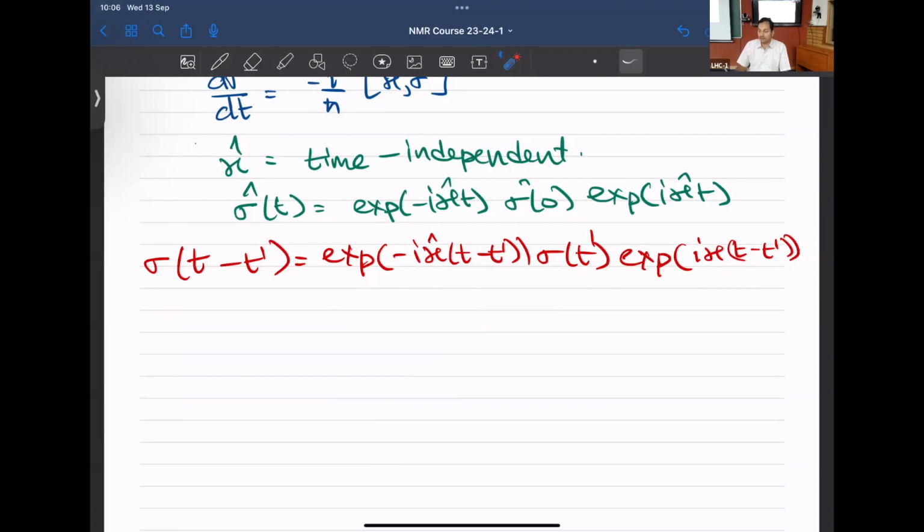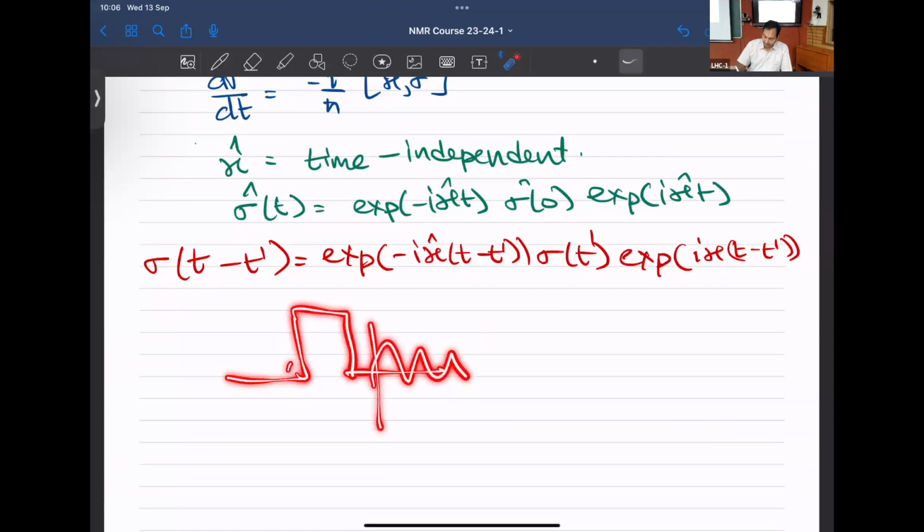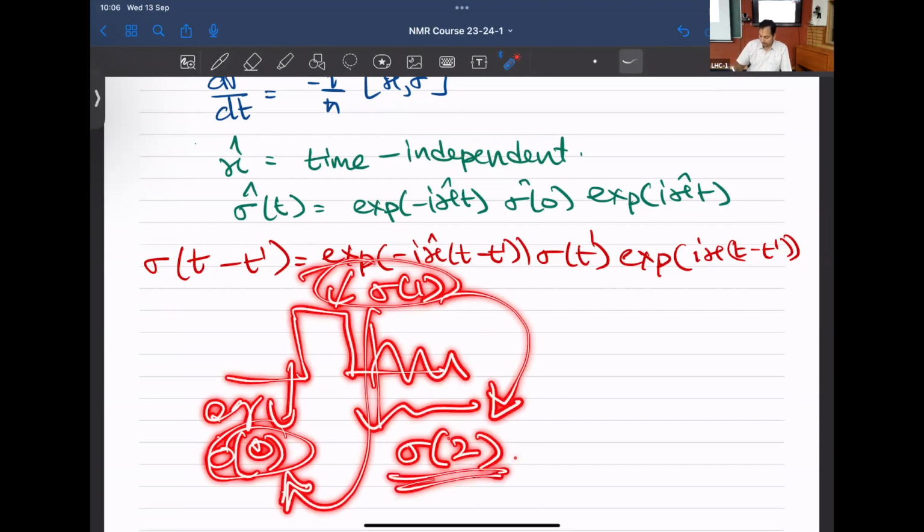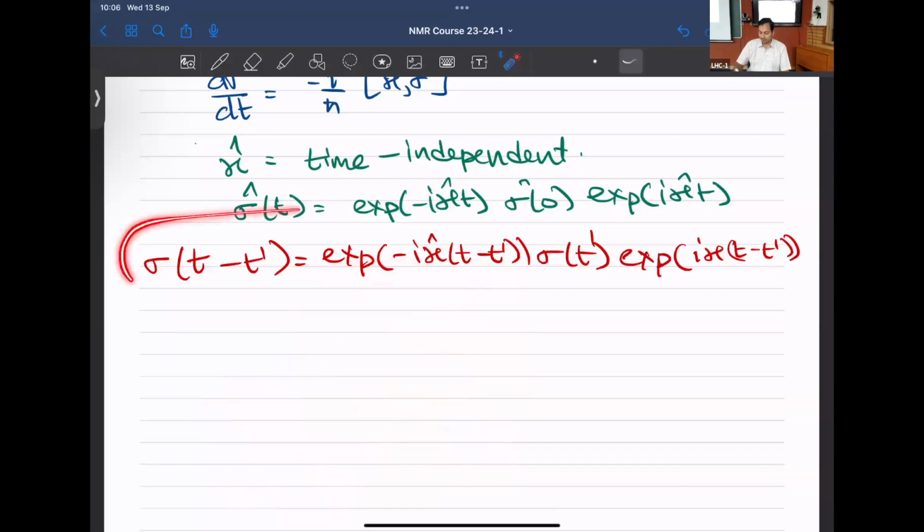We'll be looking at examples of a one-dimensional NMR experiment where you start at equilibrium, which will be sigma of 0, then the pulse will give sigma of 1, and the remaining portion will be sigma of 2. Meaning that sigma 0 will be equilibrium, sigma of 1 will treat sigma 0 as its initial state, and sigma of 2 will require sigma 1 as its initial state. That's what this expression ends up showing for time-independent Hamiltonians.